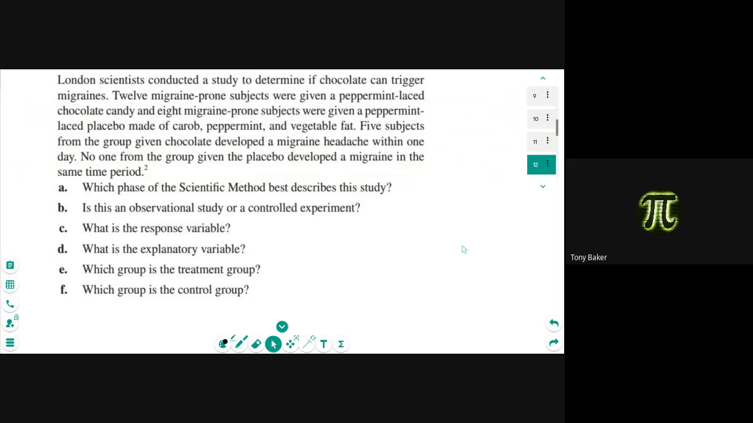So London scientists conducted a study to determine if chocolate can trigger migraines. I had a friend whose daughter got migraines, and they ended up figuring out that it was red number 5 that caused her migraines. They figured this out because of Skittles. Every time she ate Skittles, she would get a migraine. And then if she ate M&M's, she'd get a migraine.